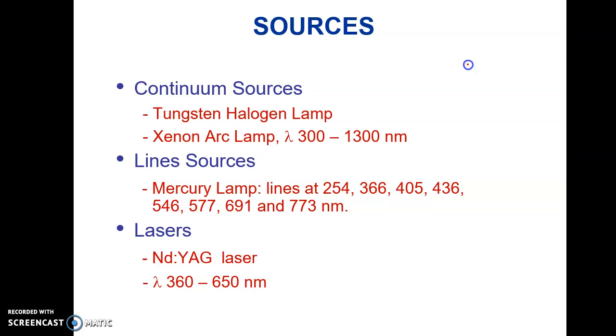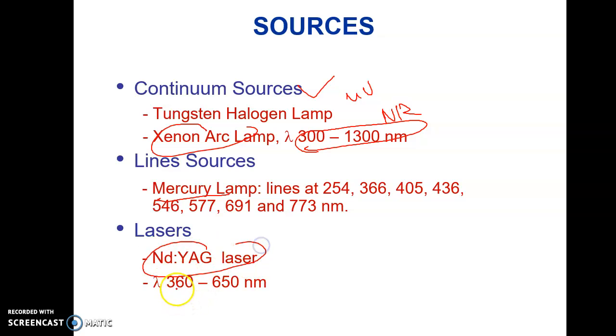Okay. So this is the source of radiation. Okay, if you have a tungsten lamp, it can give you UV radiation. If you have a xenon arc lamp, it can give you UV until visible and also near IR. And you can use a mercury lamp, and also you can use a laser, but laser is mostly in the mid UV range up to visible.